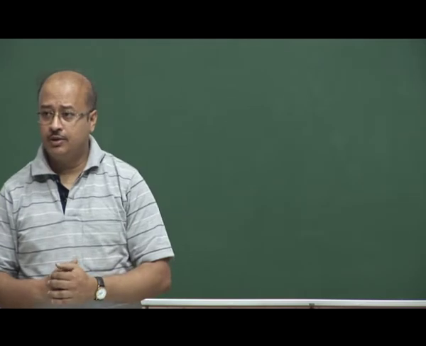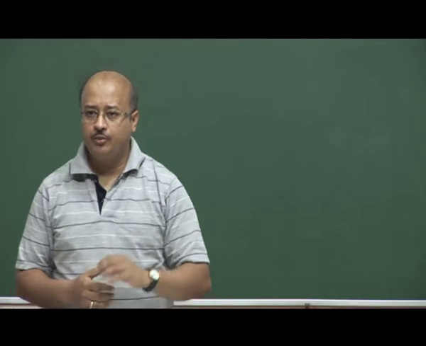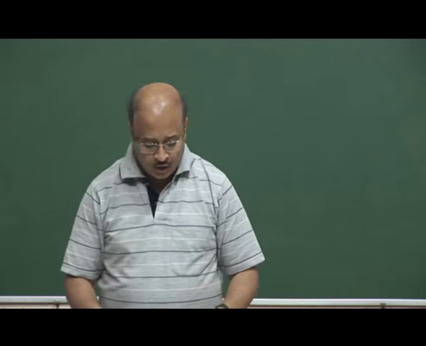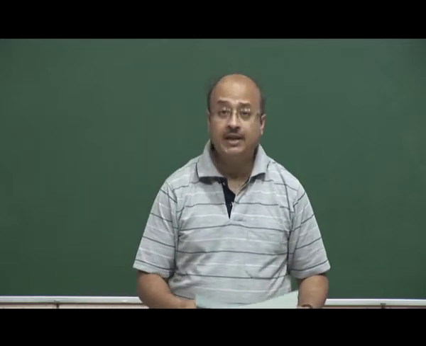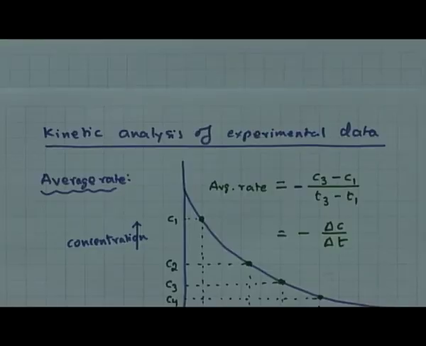Before I start with the proceedings of today's class, I will, as usual, do a brief recap of what we did in the last class. If you remember, we were talking about the kinetic analysis of experimental data, and one of the things we started with was the average rate. The average rate is defined by the concentration difference over a defined time interval, which is delta C over delta T, and if it is a reactant, then this gradient is preceded by a minus sign.